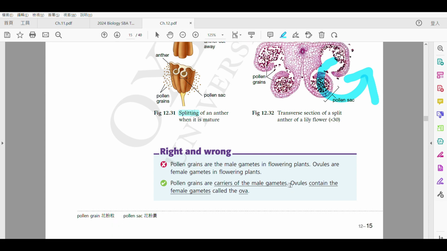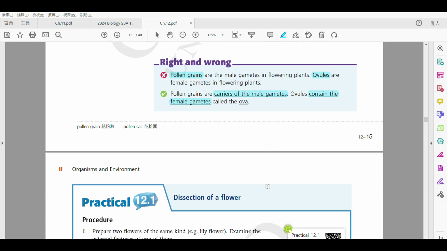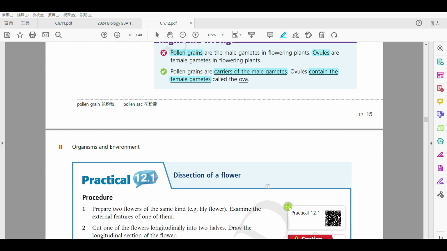Okay, so this last part is the same as what I taught earlier: are pollen grains the male gametes? They are not the male gametes. They are only the carrier of male gametes. At the same time, ovules are not the female gametes. They only contain the female gametes. Okay, so that's all for this section.